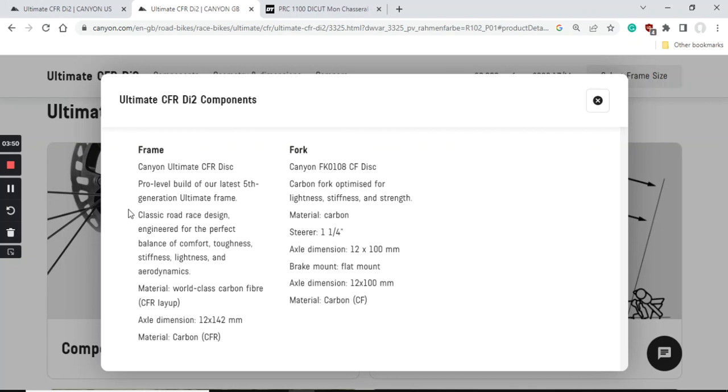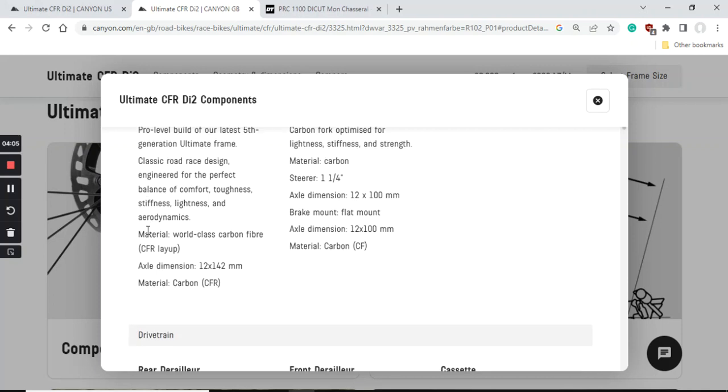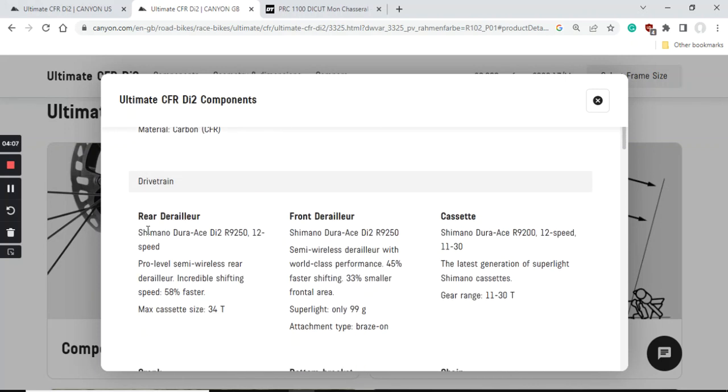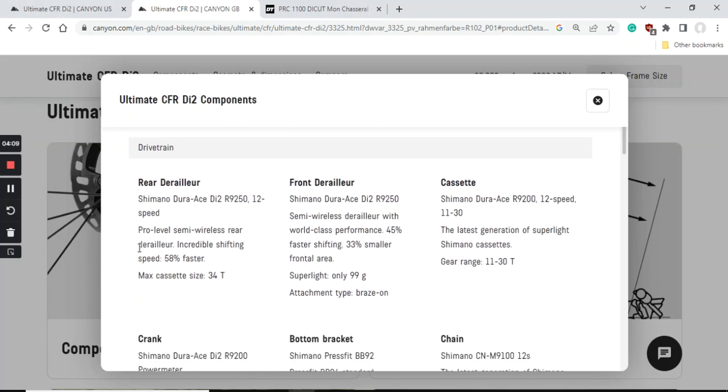I believe that on this level of the frame, Canyon should offer their lifetime warranty, but it is what it is. So moving on from the frame and the fork, you see absolutely no complaints here. This is, as I say, top of the line, creme de la creme that Canyon is doing. And of course, this frame and the fork are going to be super light frames and forks.